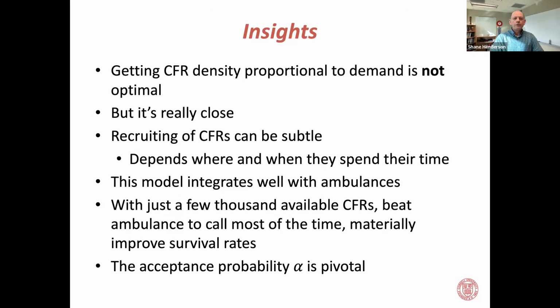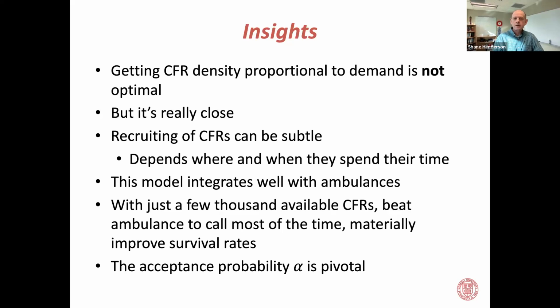So we've already kind of said this. Getting the density of volunteers proportional to demand is not optimal, but it's close. And the recruiting can be a bit subtle. So for example, in some of our optimal solutions, we don't recruit much from the central business district. And that sounds a bit odd, like that's the place where people are having the most cardiac arrests, but we don't actually recruit from there. And the reason is that you have all these other people in other districts who commute into the city. And so they're present at the time that most cardiac arrests happen. So there's not much gain to recruiting from that city center.